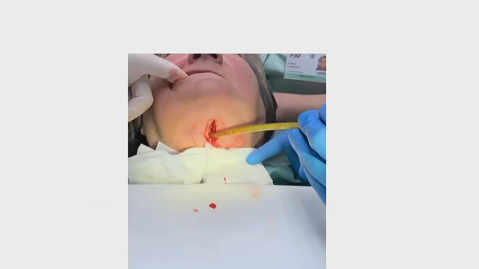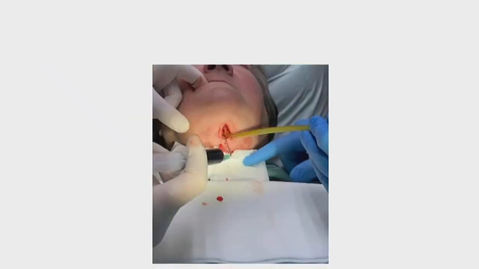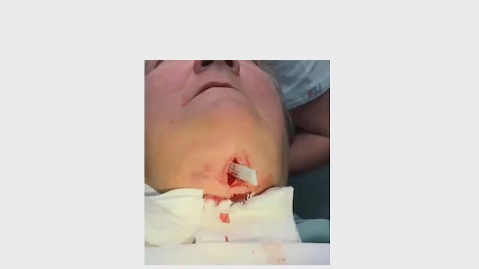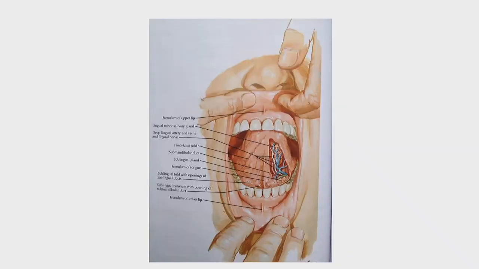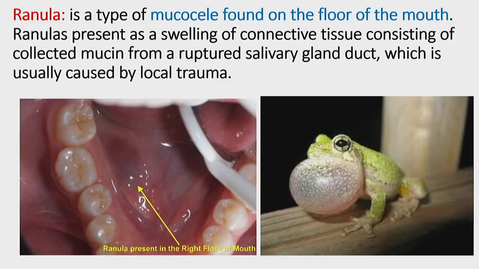Here is the patient that we had. So here you cut, you remove the pus, and you put the drainage, and you save the patient's life.